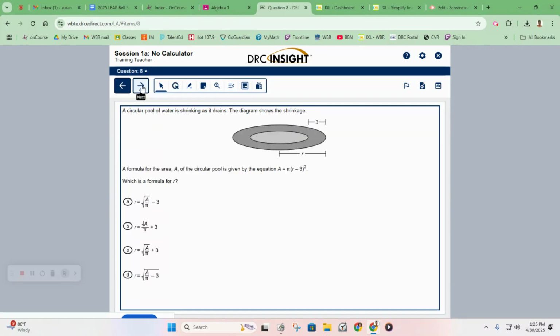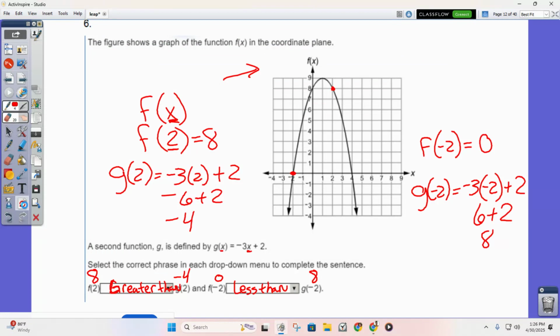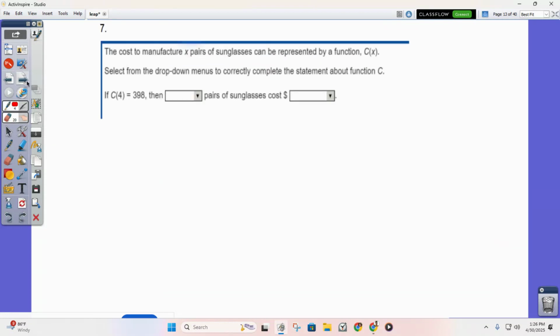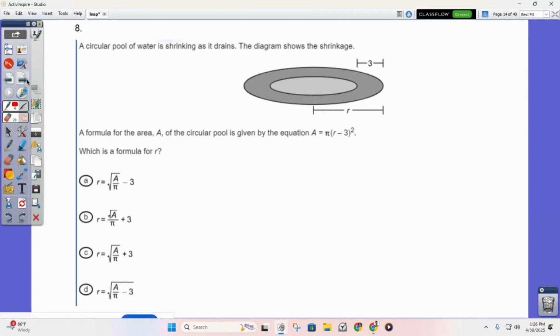Question 8, a circular pool of water is shrinking as it drains. This diagram shows the shrinkage. A formula for the area A of the circular pool is given by the equation A equals pi times the difference of R and 3 squared. What is this formula solved for R? So basically, we don't have to worry about that picture at all. All we're doing is taking this formula, A equals pi times (R minus 3) squared, and solving it for R. Right now, my R is inside a grouping symbol. I leave it alone until that is alone.